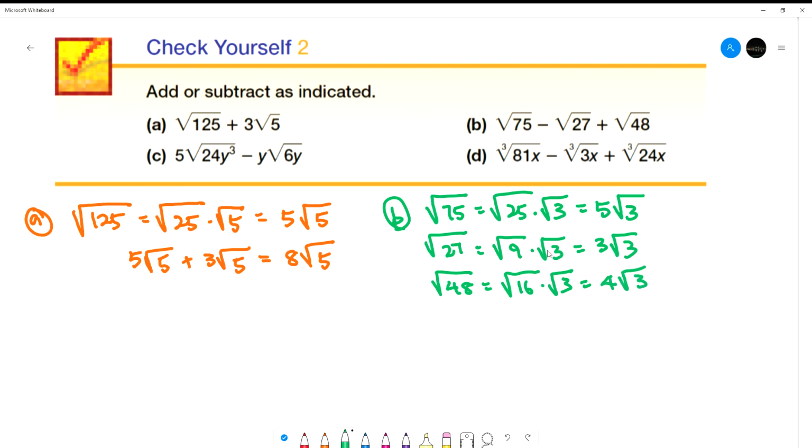So again, simplifying radicals takes practice. Once you get good at it, you'll be much faster. I know some of you are struggling with it, and you can also break it down into factors and try to figure it out from there. All right, let's rewrite this. The problem is 5 radical 3 minus 3 radical 3 plus 4 radical 3. So these are all like radicals. 5 minus 3 is 2. 2 plus 4 is 6. Root 3 is our solution.